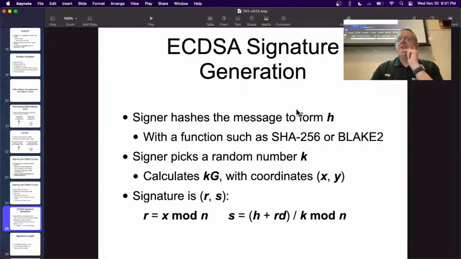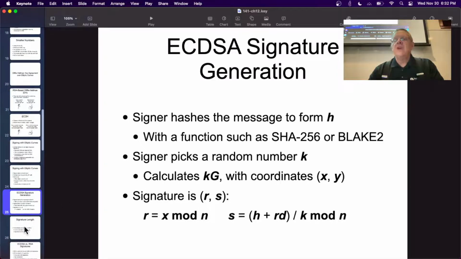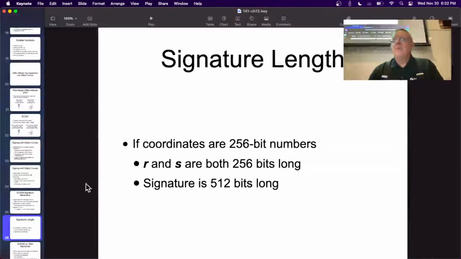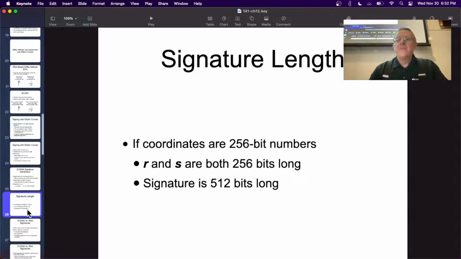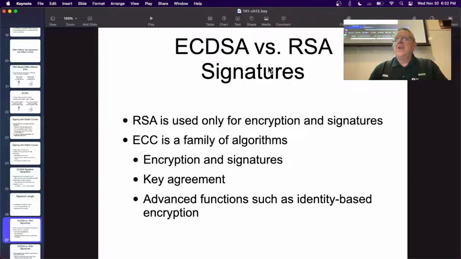So you hash the message with something like a SHA function. Then you pick a random number and calculate K times G. And the signature is these quantities you derive from it. And the point is you can verify those at the other end with knowledge of only public things. All right. So if the coordinates are 256-bit numbers, then r and s are 256 bits long, and the signature is 512 bits long.